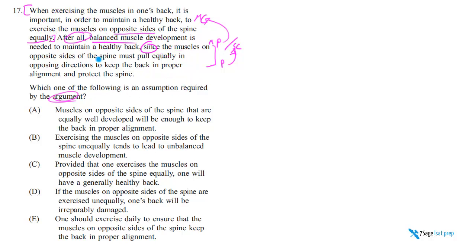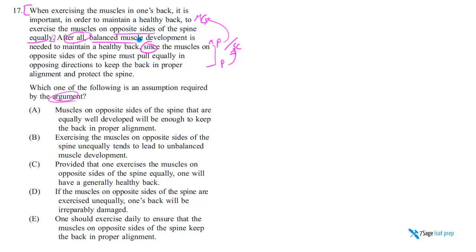Now, of course, there's a gap in there. But let's read this. Balanced muscle development is needed to maintain a healthy back. Why should we believe that? Because the muscles on opposite sides of the spine must pull equally in opposing directions to keep the back in proper alignment and protect the spine. That's why we believe this statement. So it's premise, sub-conclusion, major premise to support the main conclusion. We already identify the gap.